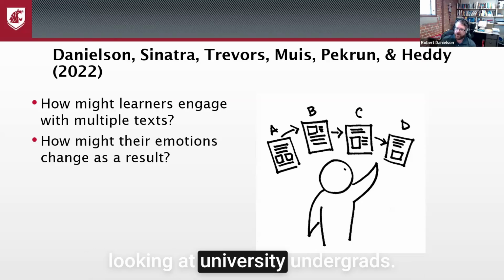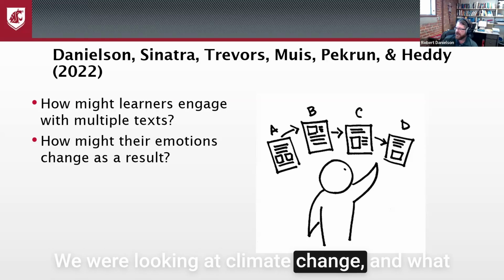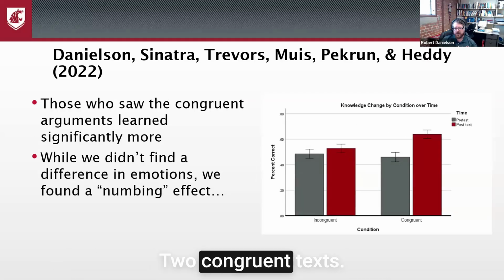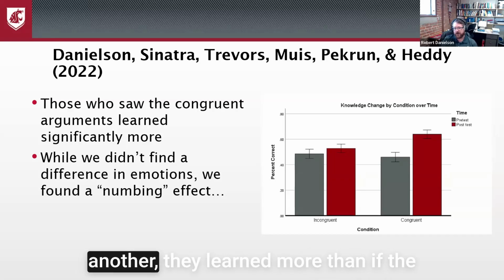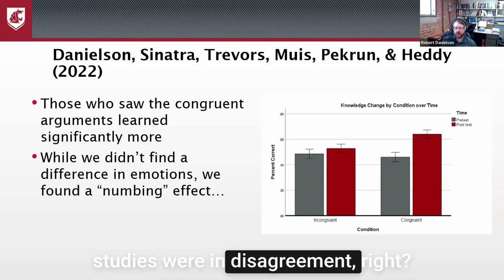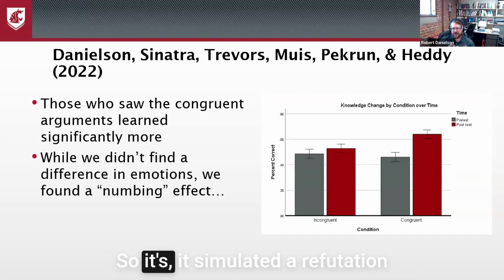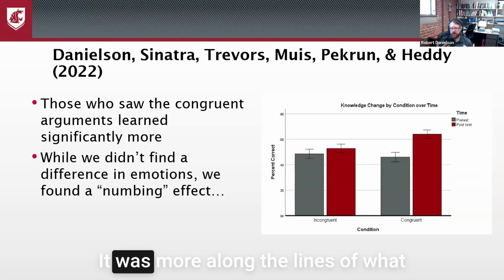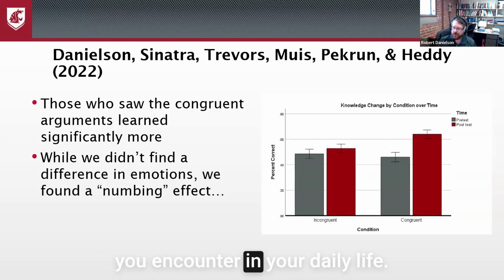We're looking at university undergrads. We were looking at climate change. And what we found was that for students who saw two congruent texts, so texts that agreed with one another, they learned more than if the texts were in disagreement, right? So it simulated a refutation text, but it wasn't exactly a ref text. It was more along the lines of what you encounter in your daily life.